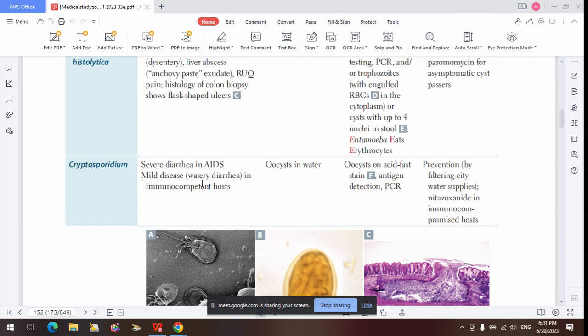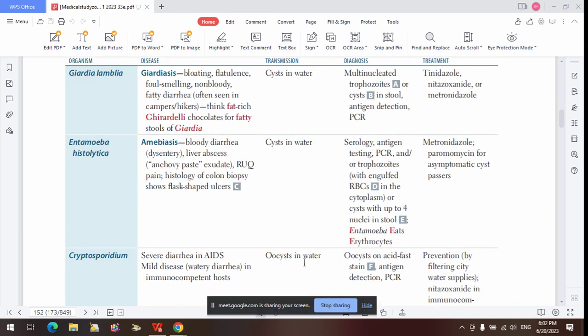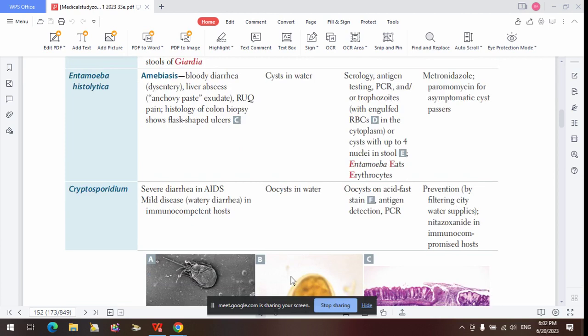But if it's strictly diarrhea that is watery, that is Cryptosporidium causing it, and it's very recurrent in people that have HIV. People that are immunocompetent can also have it, but it's self-limiting. It will go. It's very mild. So it's the oocyst, not the cyst, that they are taking in. The oocyst will differentiate and cause a problem.